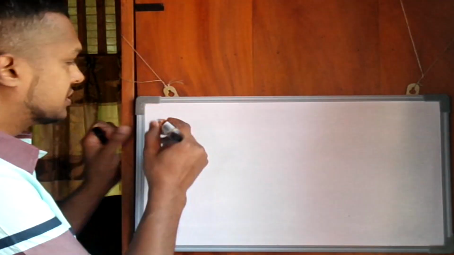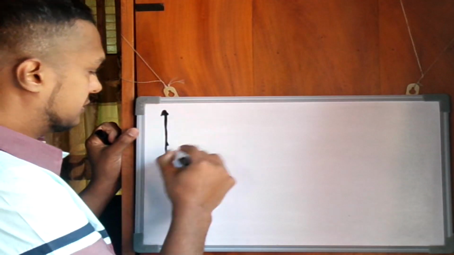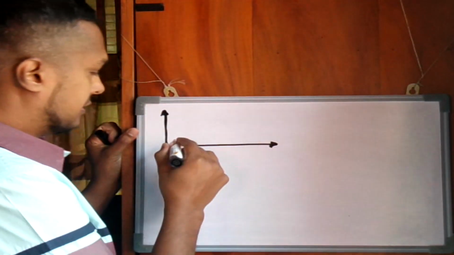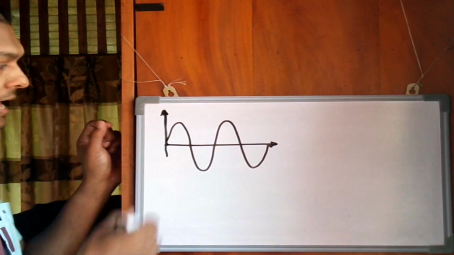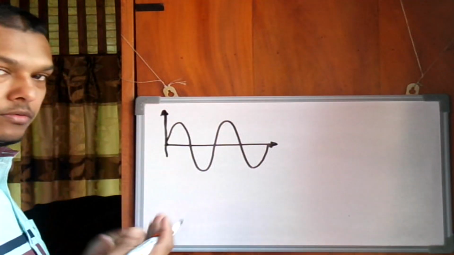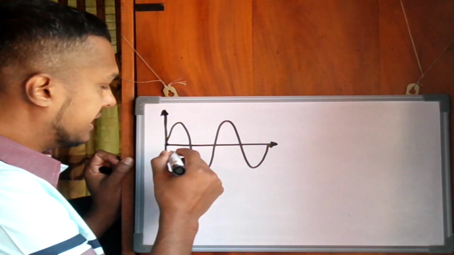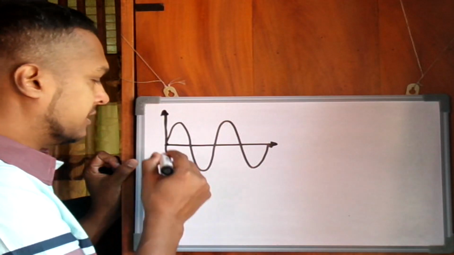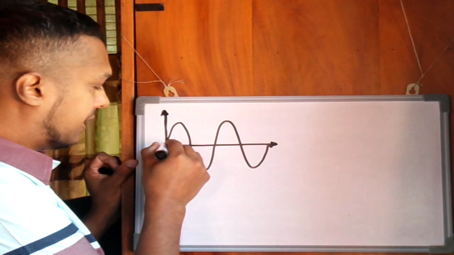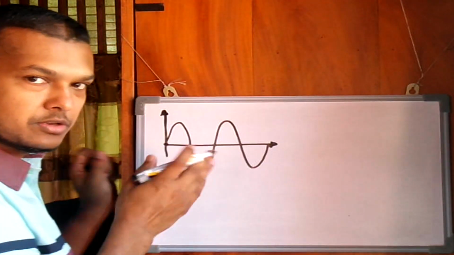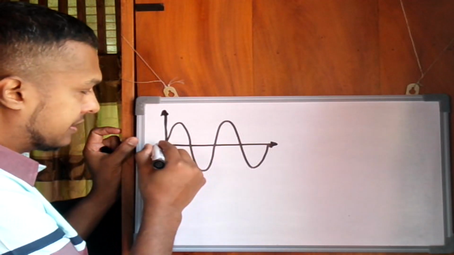First, let's draw a wave. So this is a wave, and now the first parameter that we need to learn on the topic of wave is the wavelength. So wavelength is basically the one particle closest to the midpoint of the wave, closest to the axis of the wave.